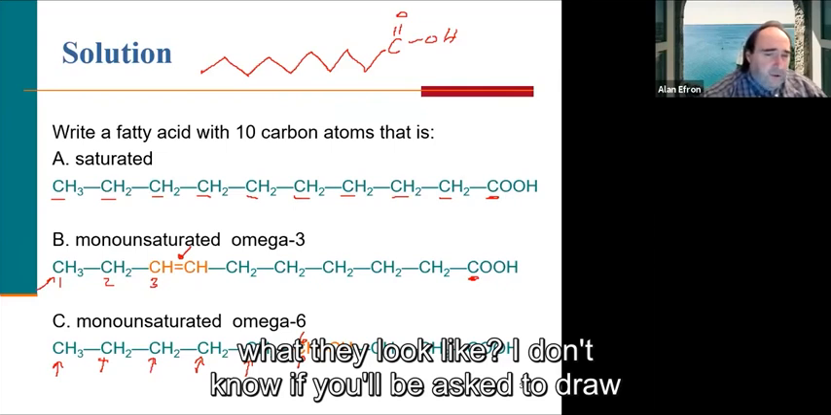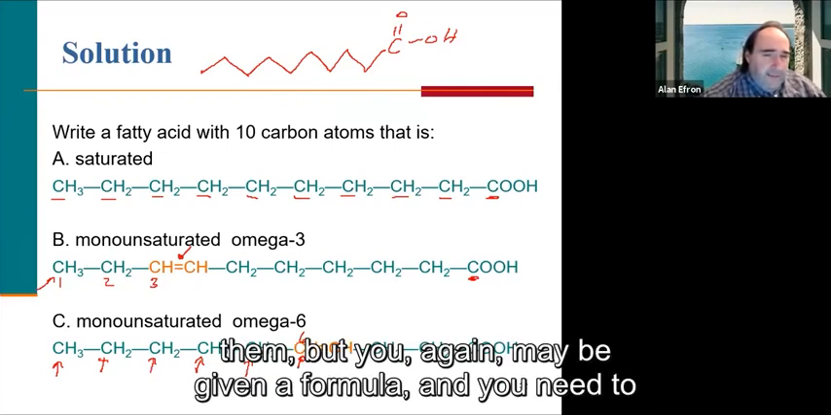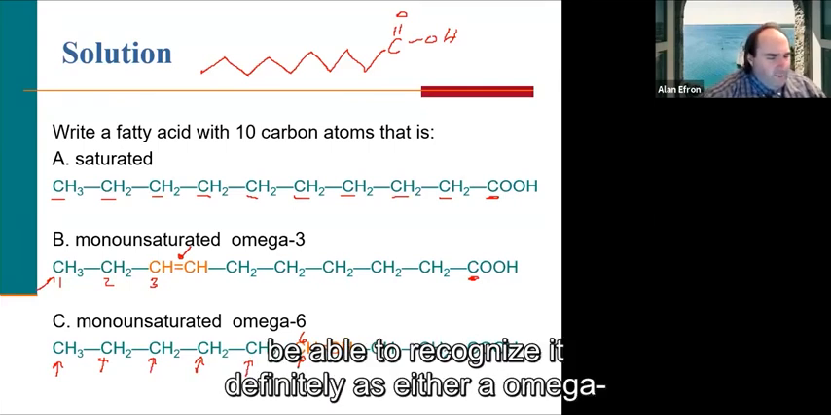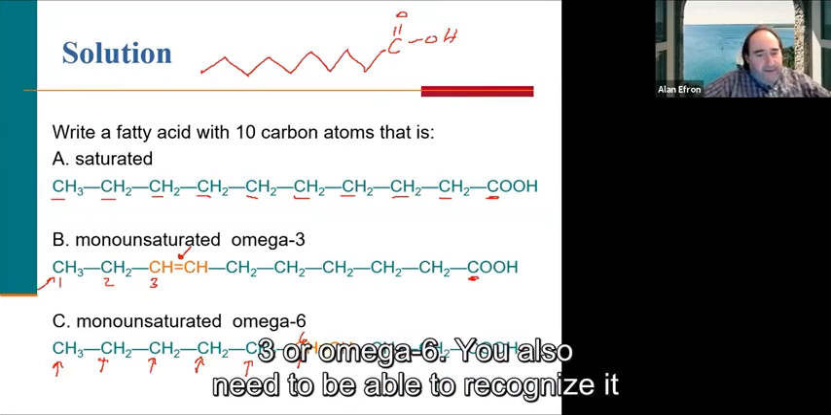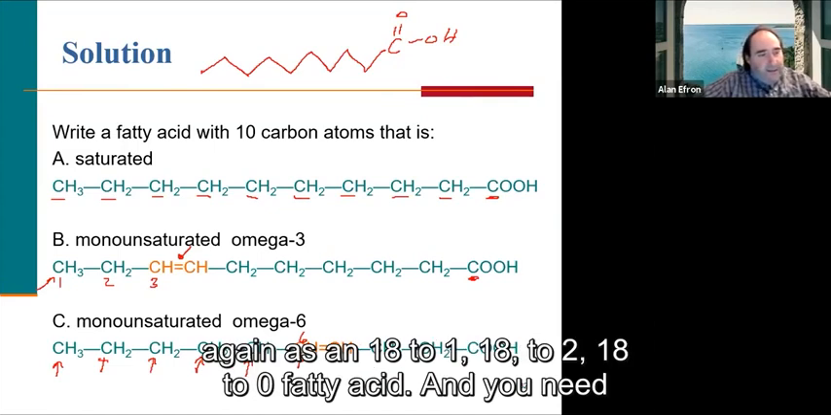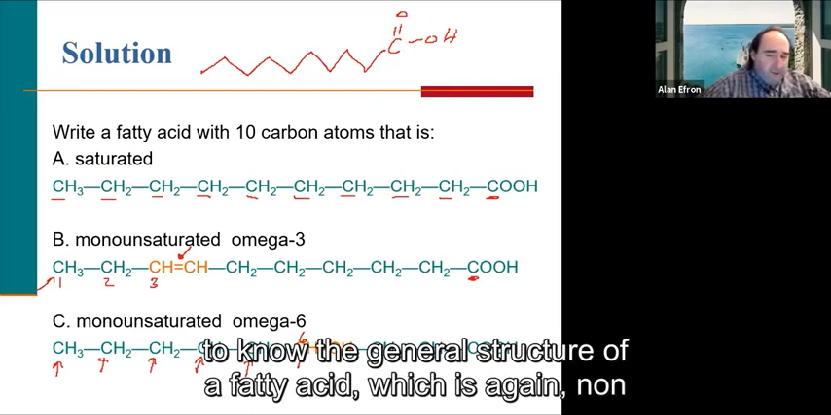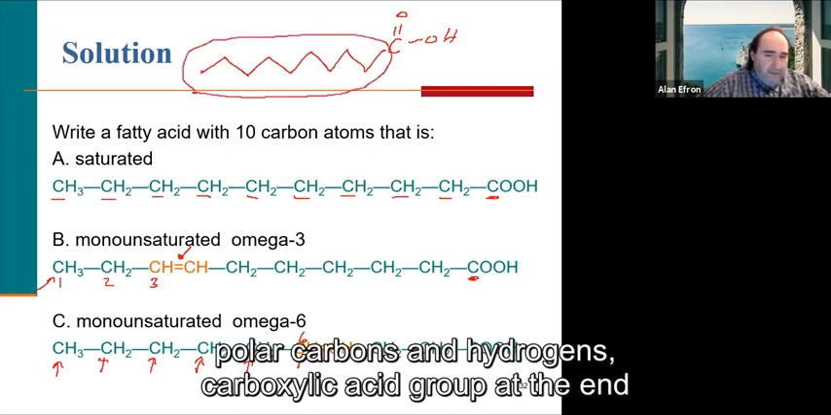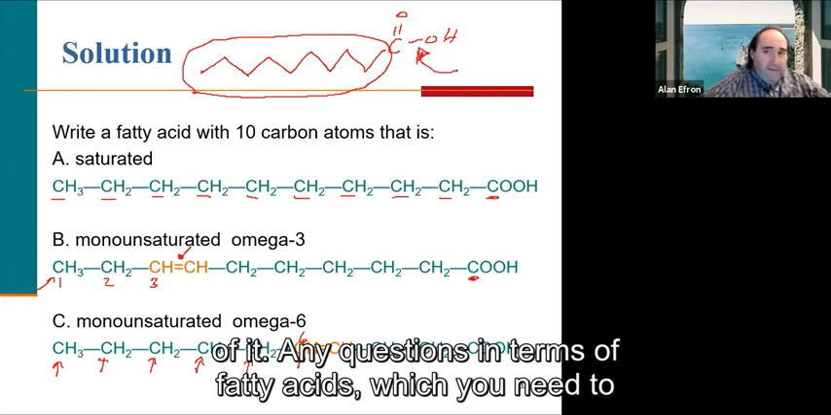I don't know if you'll be asked to draw them, but you may be given a formula and you need to be able to recognize it definitely as either omega-3 or omega-6. You also need to be able to recognize it as an 18:1, 18:2, 18:0 fatty acid. And you need to know the general structure of a fatty acid, which is non-polar carbons and hydrogens, with a carboxylic acid group at the end of it. Any questions in terms of fatty acids, which you need to know?